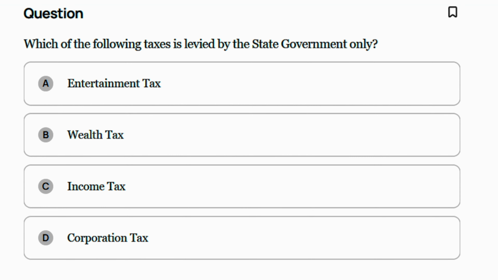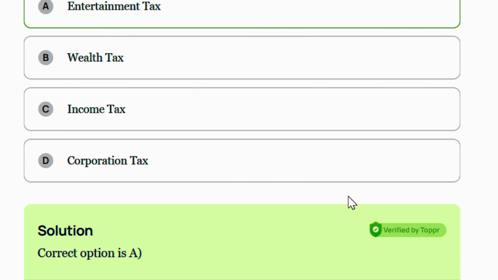Next question. Which of the following taxes is levied by the state government only? Options are entertainment tax, wealth tax, income tax, and corporation tax. Answer is entertainment tax. Which of the following taxes is levied by the state government only? Entertainment tax. Correct answer.